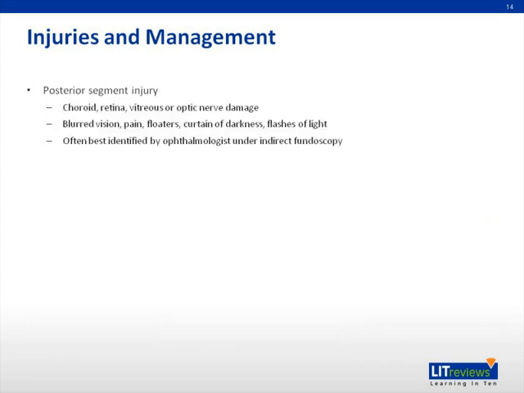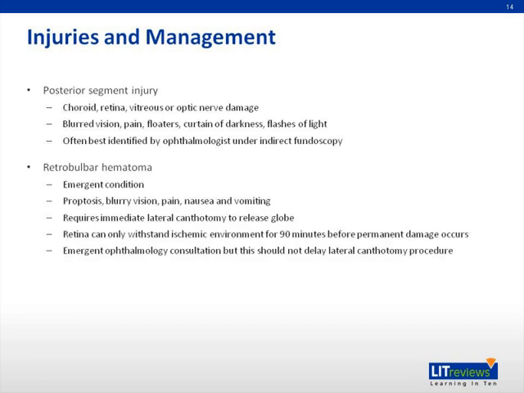So posterior segment injuries, posterior chamber injuries, these include injuries to the choroid, the retina, the vitreous, and optic nerve. They present with blurred vision, pain in the back of the eye, flashes of light, a curtain of darkness sometimes is described. It's usually best identified with indirect fundoscopy by your ophthalmologist, although you can certainly see it on your ophthalmoscope exam if you have one at the bedside. You can actually see this on ultrasound too, with the high-frequency probe, especially a retinal detachment.